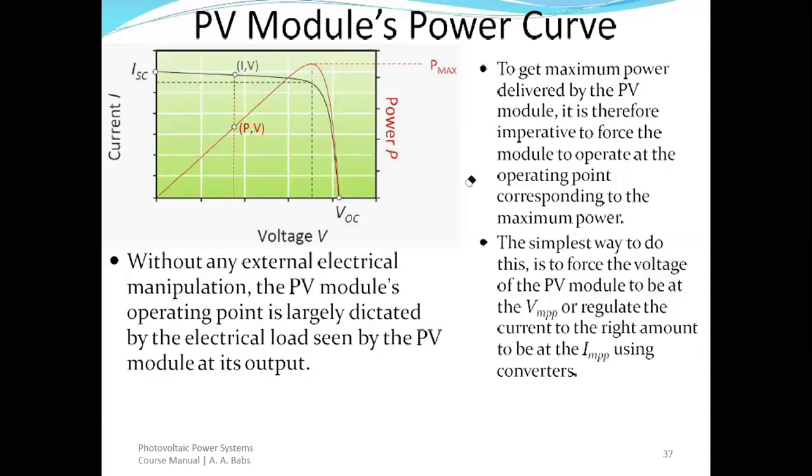For every increase or decrease in solar radiation, and every increase or decrease in temperature, the output of the system is affected.